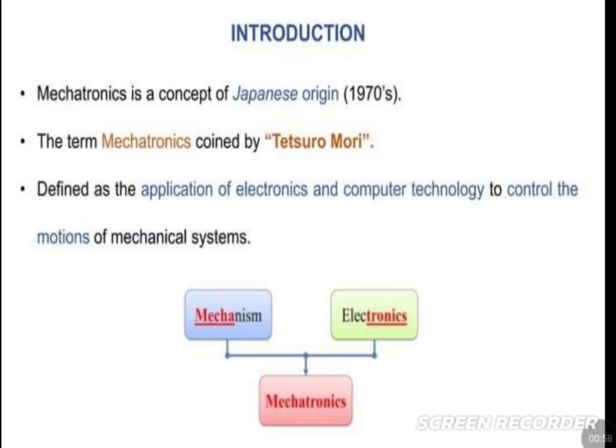The first introduction: mechatronics is a concept of Japanese origin. In 1970, the term mechatronics was coined by Tetsuro Mori, defined as an application of electronics and computer technology to control the motion of mechanical systems. The mechanism and the electronics. The mechanism, the first 5 letters, mecha, and then electronics. In the word electronics, tronics, mecha and tronics have mingled to form the term mechatronics. This is the name definition for mechatronics.